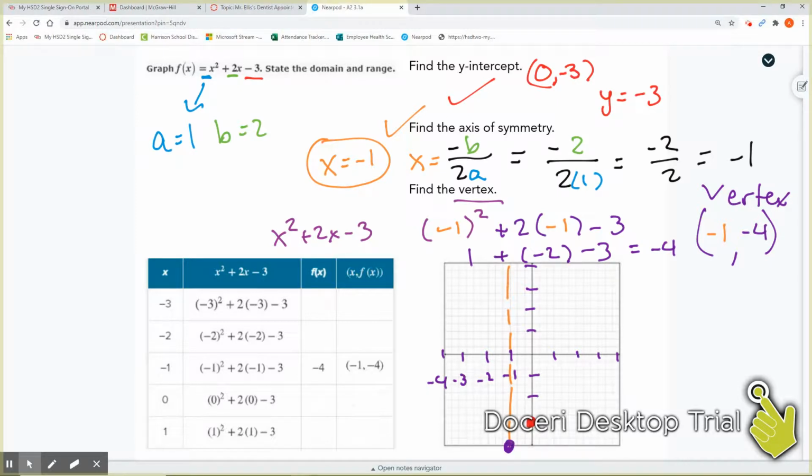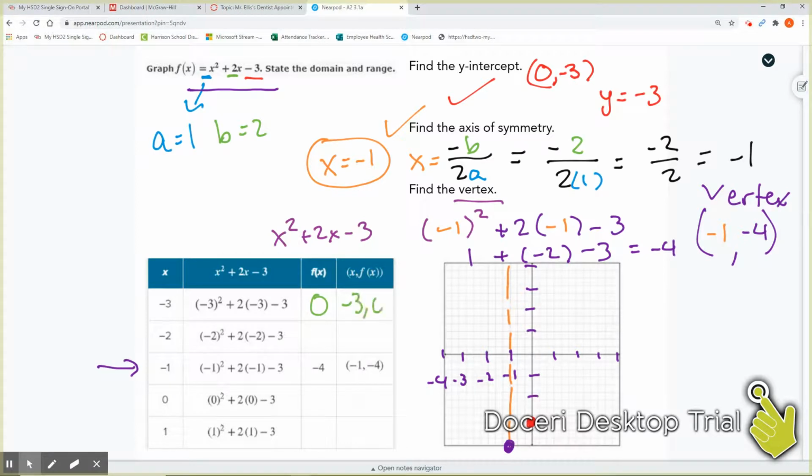To find other points for my graph, you can just plug in different numbers into your equation. Since I know that my axis of symmetry, or the middle of my graph, is at -1, I like to put -1 in the middle, do two numbers that are below -1, aka -2 and -3, and then two numbers that are above -1, which are 0 and 1. Now I'm just going to evaluate these. -3 squared plus 2 times -3 minus 3. That's 9 plus -6, which is 3. Minus 3 is 0.